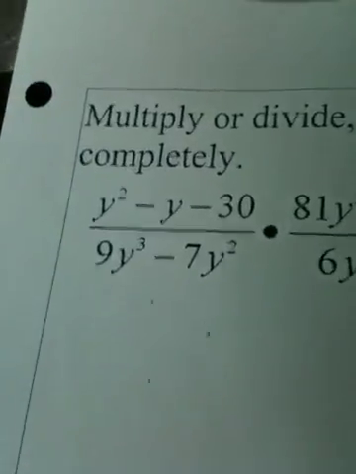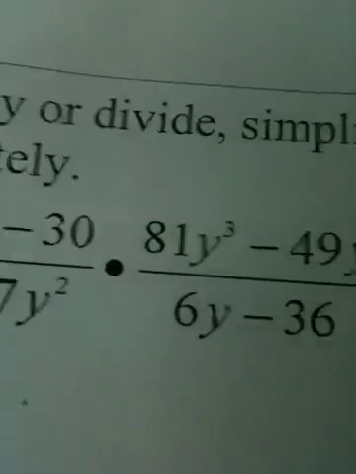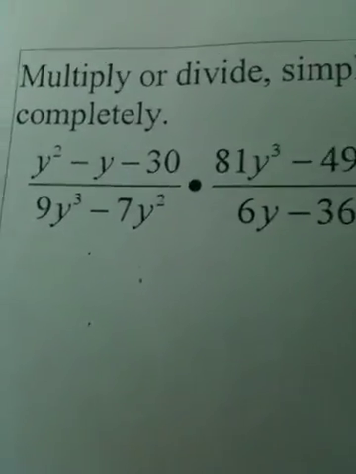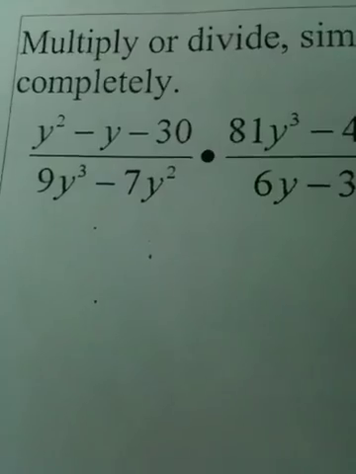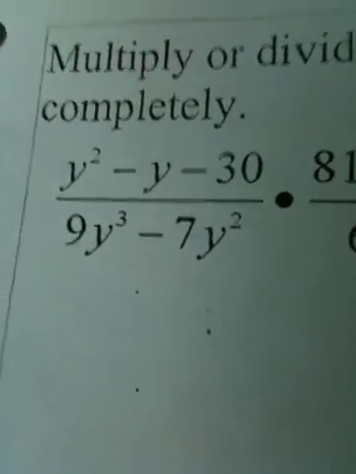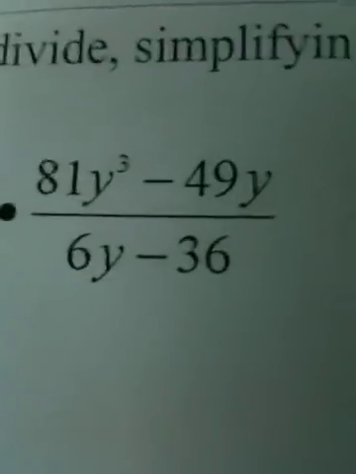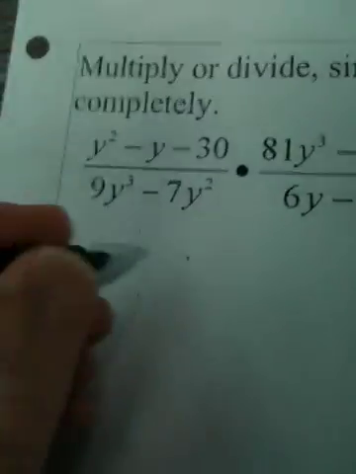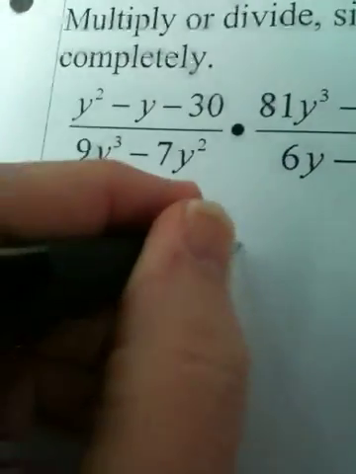Okay, now, next problem. This says multiply or divide and then simplify your final answer completely. Well, this is a multiplication problem. And here's how we're going to approach a multiplication problem in algebra. We're going to factor everything we possibly can, and then we are going to cross cancel. So, follow me on this. Factoring is a very important skill.